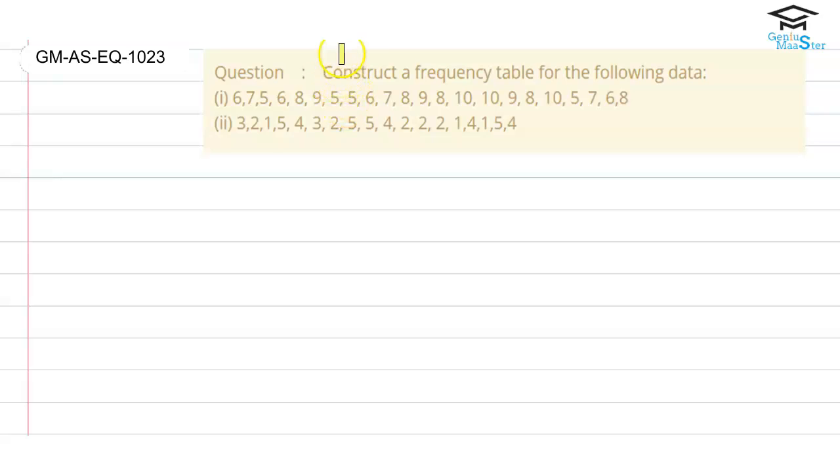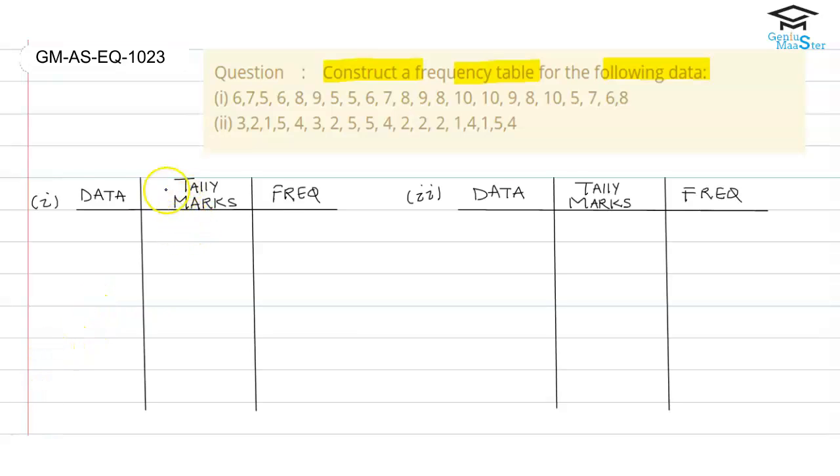Hello friends, today's question is: construct a frequency table for the following data. The two parts are given and we need to write the frequency table. So let's start the solution. Now it is a frequency table. Now we can start with part 1.